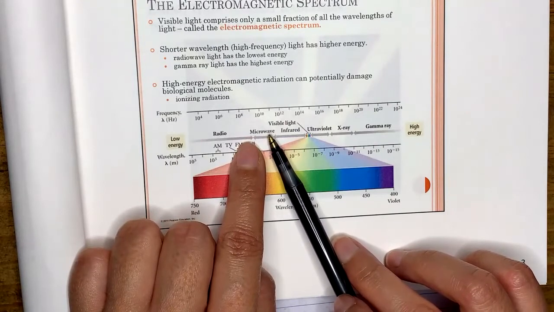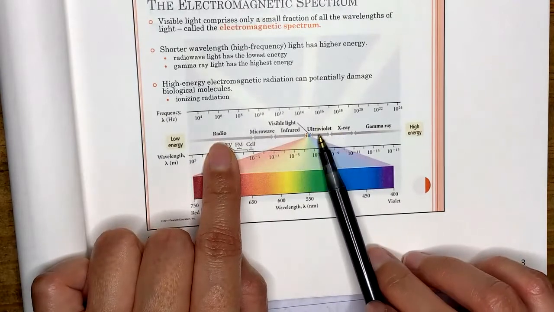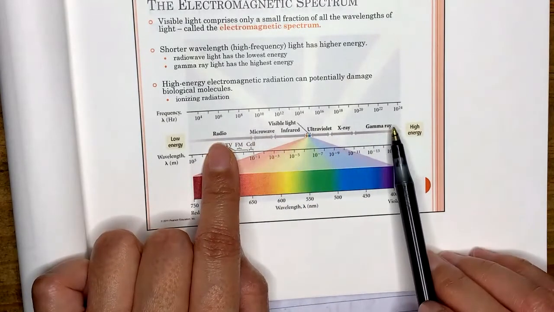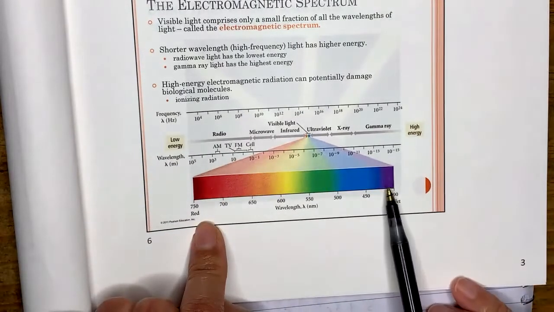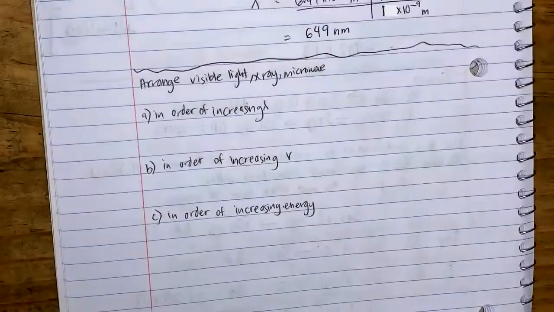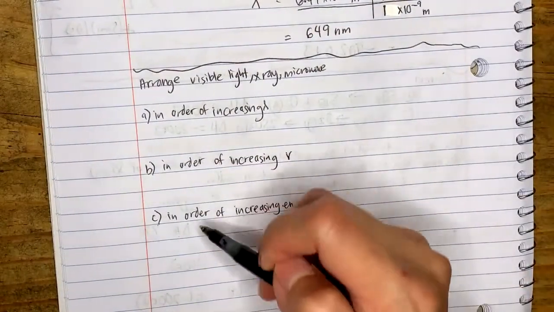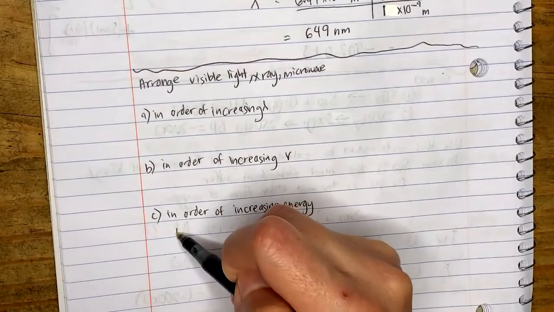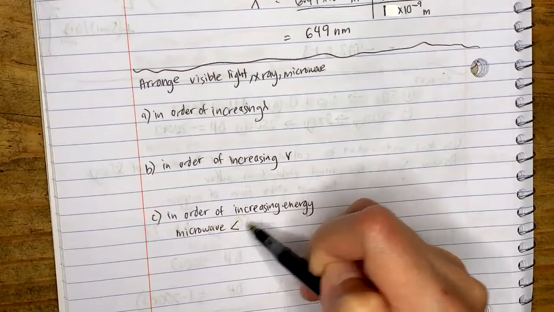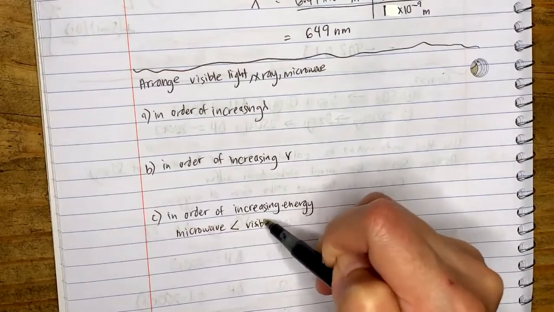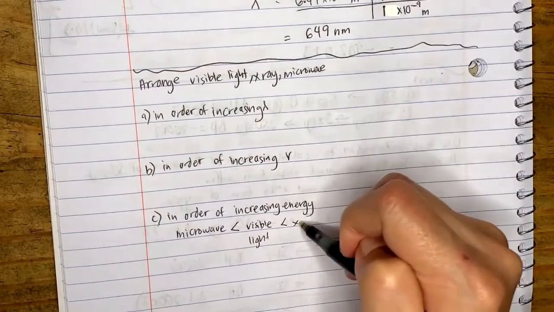Now, of course, this question can be varied. They can change it to radio waves, infrared, X-ray, ultraviolet, gamma ray. They can change whatever they want, so just make sure you know the scale here. They could also ask you in colors if you're talking just visible light. So increasing energy goes from the lowest energy, microwave, up to visible light, and then X-ray is the highest energy.